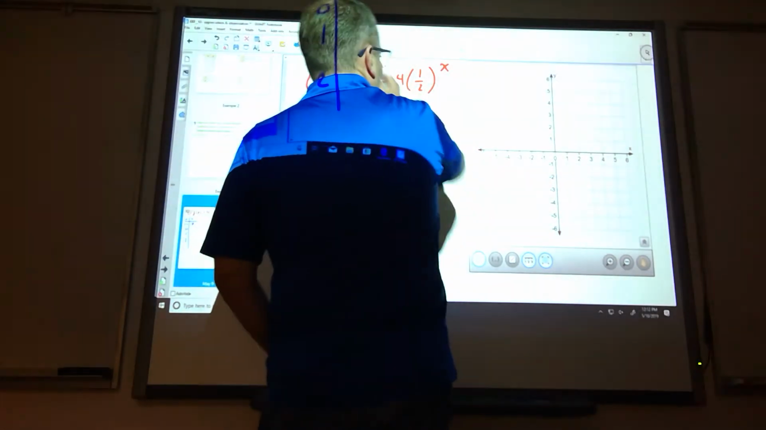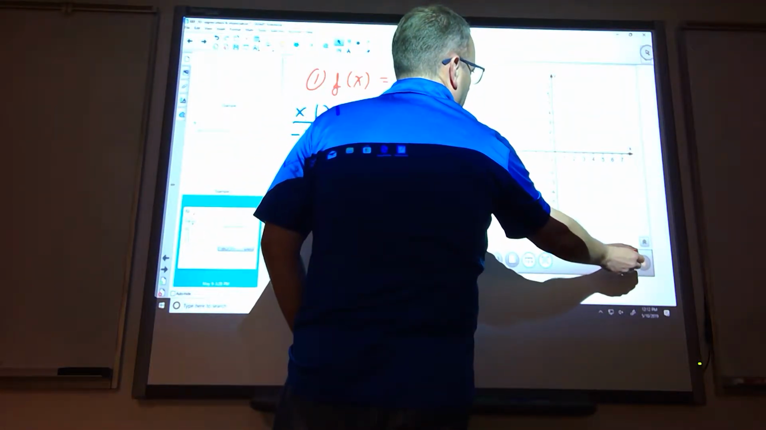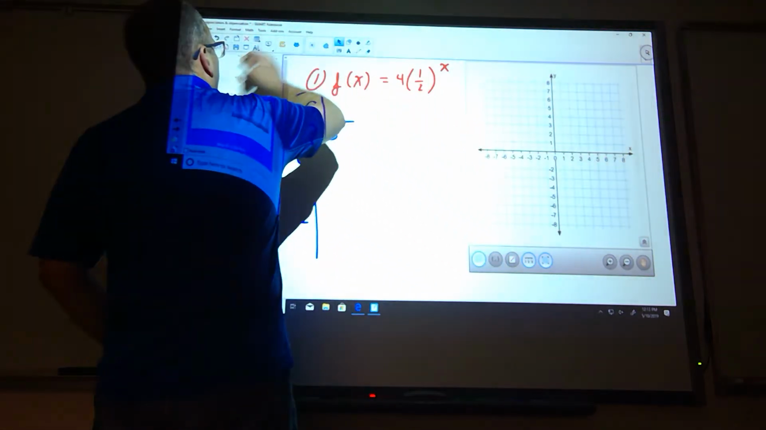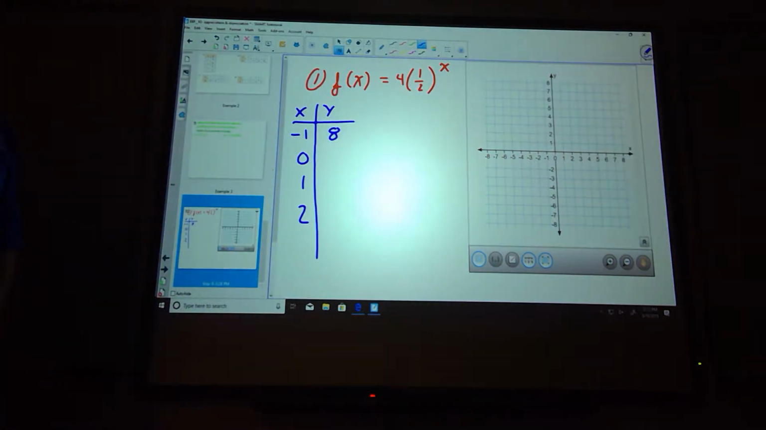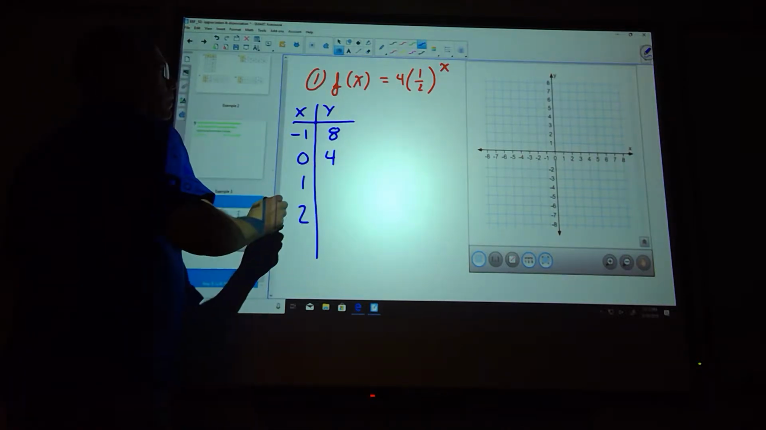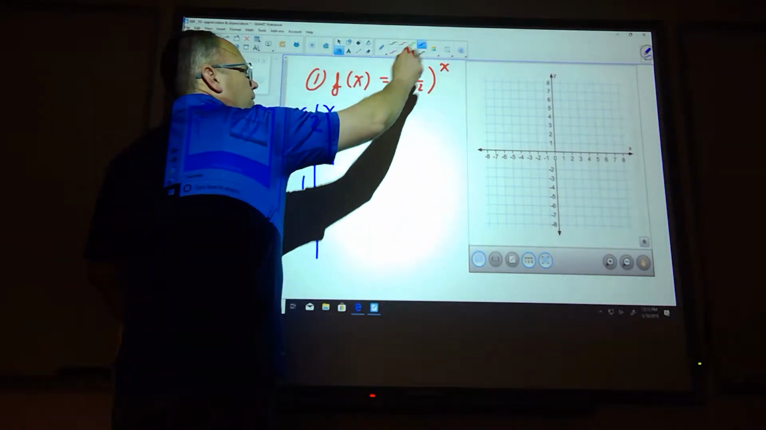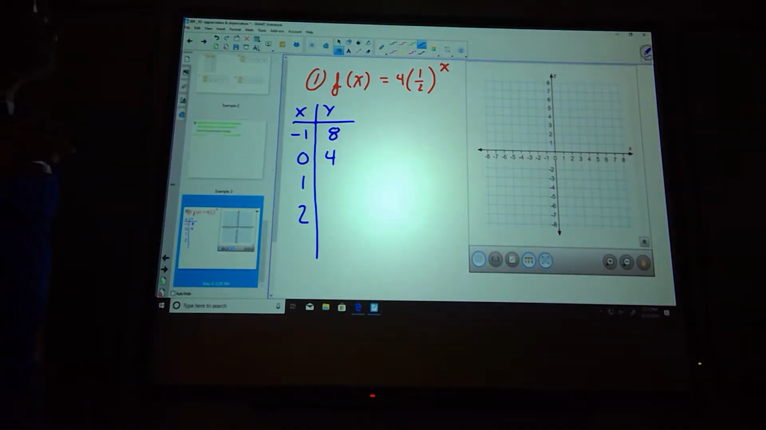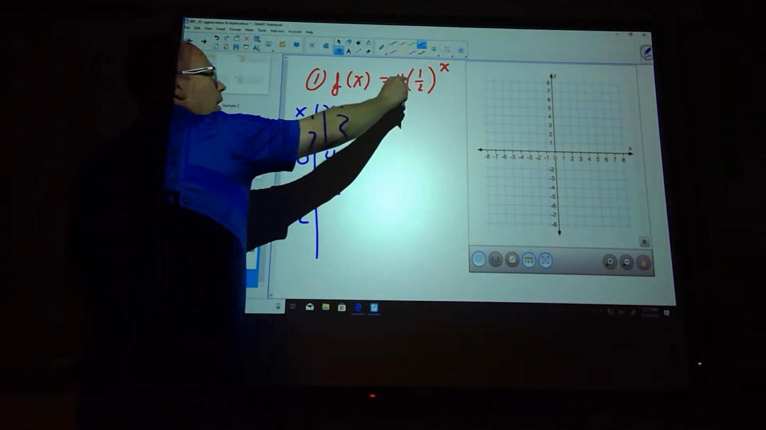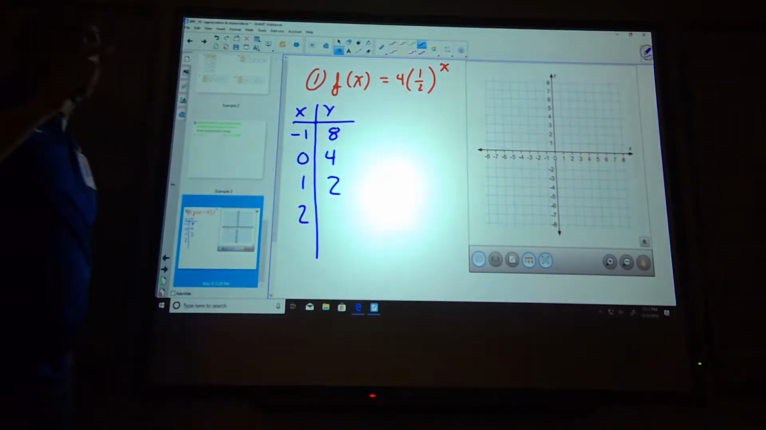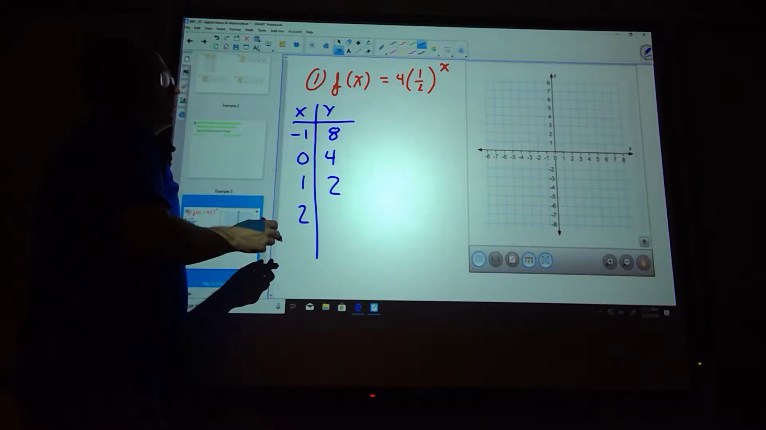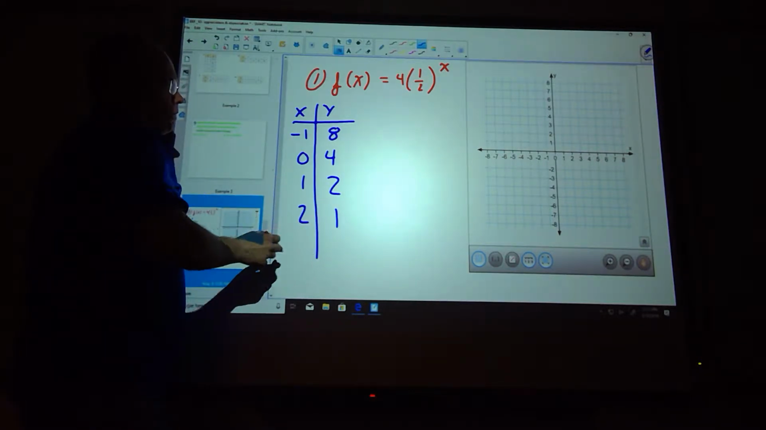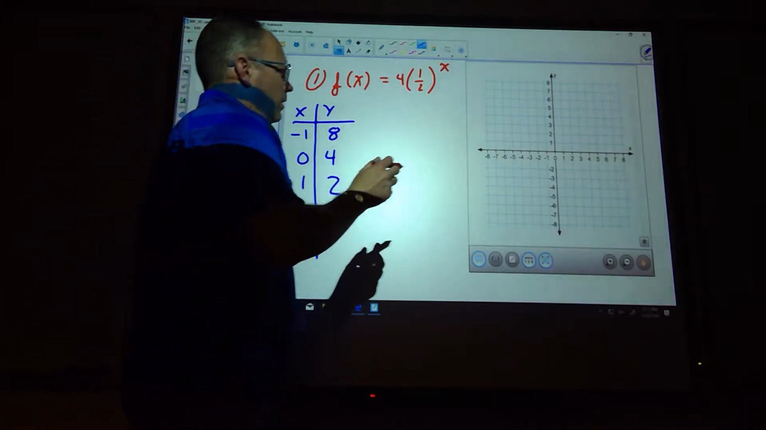I'm going to zoom this out a little bit. And let's plug 0 in. 1/2 raised to the 0 power is 1. 1 times 4 is 4. Plug 1 in. 1/2 to the first is 1/2. What's half of 4? 2. And then take 2, plug it in. 1/2 times 1/2 is 1/4. 1/4 times 4 is? Yeah. Okay, so let's take a look at this.